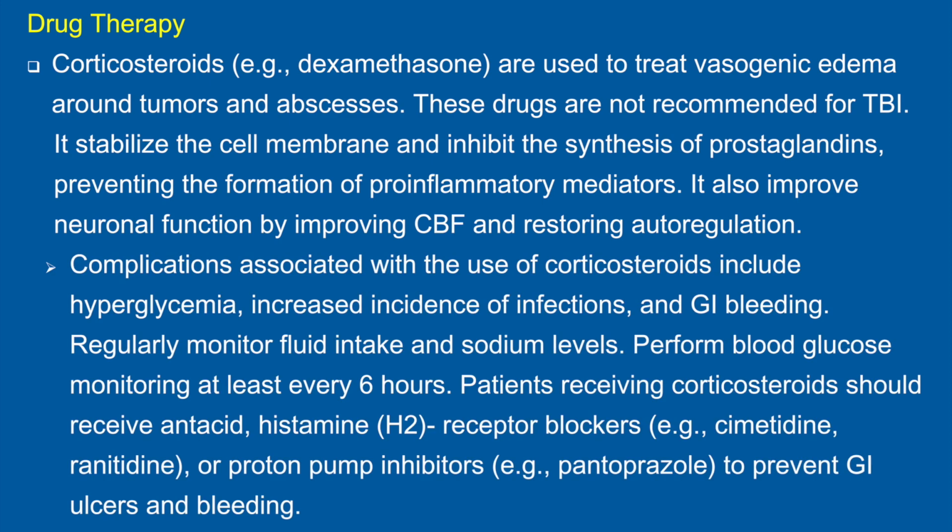Complications associated with the use of corticosteroids include hyperglycemia, increased incidence of infections, and GI bleeding. Regularly monitor fluid intake and sodium levels. Perform blood glucose monitoring at least every 6 hours. Patients receiving corticosteroids should receive antacids, histamine H2 receptor blockers, that is cimetidine, ranitidine, or proton pump inhibitors, that is pantoprazole, to prevent GI ulcers and bleeding, because it is a complication of corticosteroids.